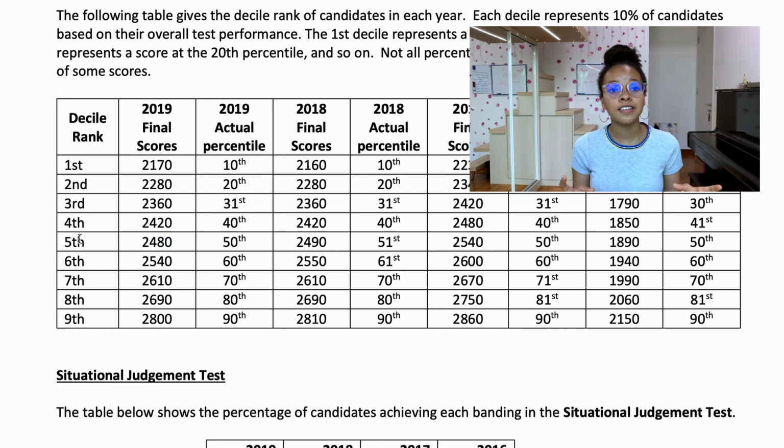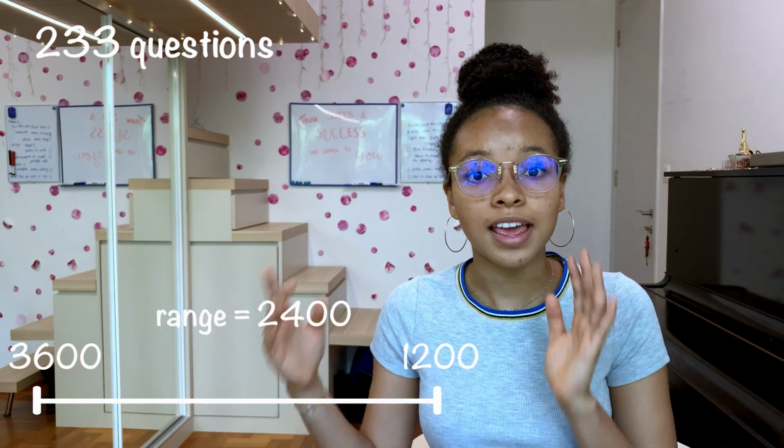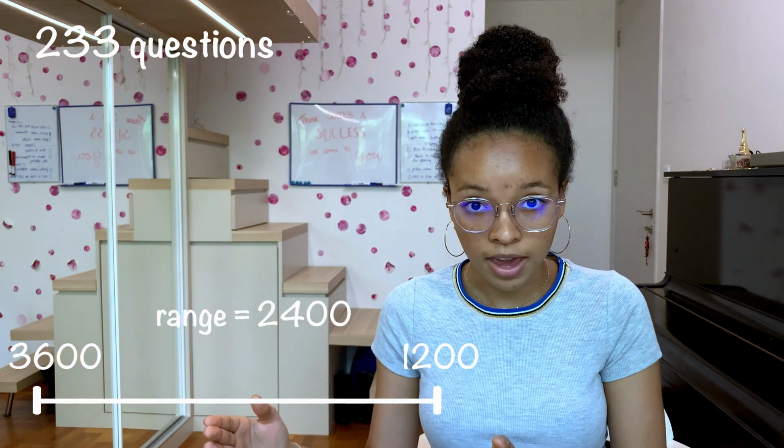However, with the statistics, we can also see that scoring in a certain decile, and by extension potentially getting into the school you want to get into, is usually a question of getting a few more questions right. So let me actually illustrate my point. The UCAT has a total of 233 questions. You are graded between 1,200 UCAT points to a total of 3,600 UCAT points. This means that the range of points that you're graded on is 2,400 UCAT points.